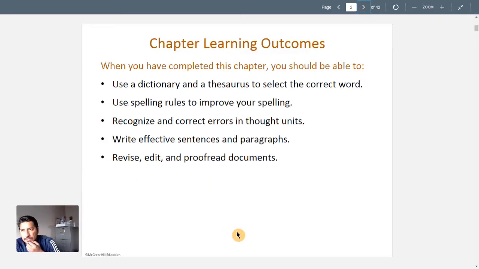In this chapter, the learning outcomes are what you would be able to do at the end of it. When you complete this chapter, you will be able to use a dictionary and a thesaurus to select the correct word, use spelling rules to improve your spelling, recognize and correct errors in thought units, write effective sentences and paragraphs, and revise, edit, and proofread documents.